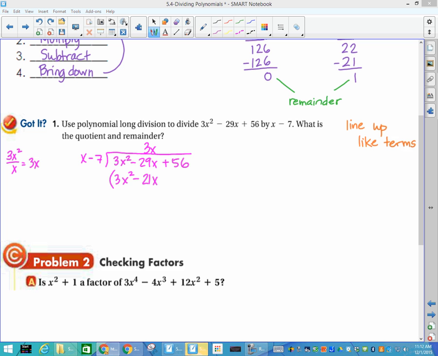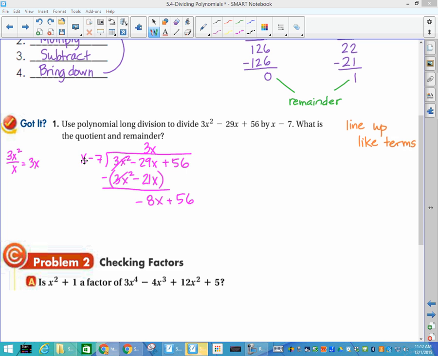Now, the next thing we do is subtract. And I really prefer that you write it like this, because when people go minus plus, they start changing all these signs and then they make mistakes and get the problem wrong. So hopefully you put parentheses around it, put your minus sign. Those will always cancel. So now I have negative 29x minus a negative 21x. So that's negative 29 plus 21, which is going to be negative 8x. So I subtracted, and now I'm going to bring down my 56.